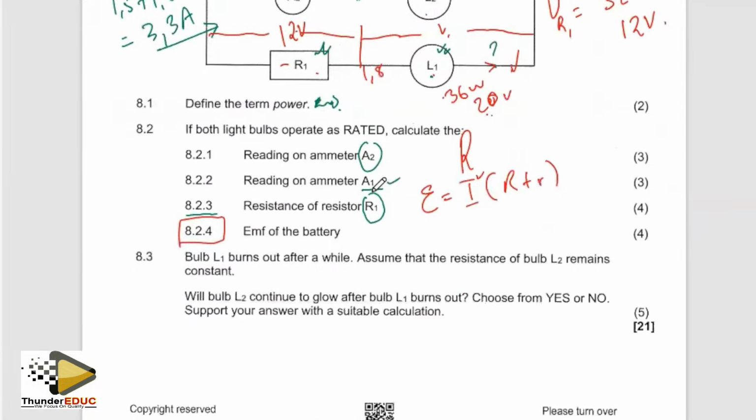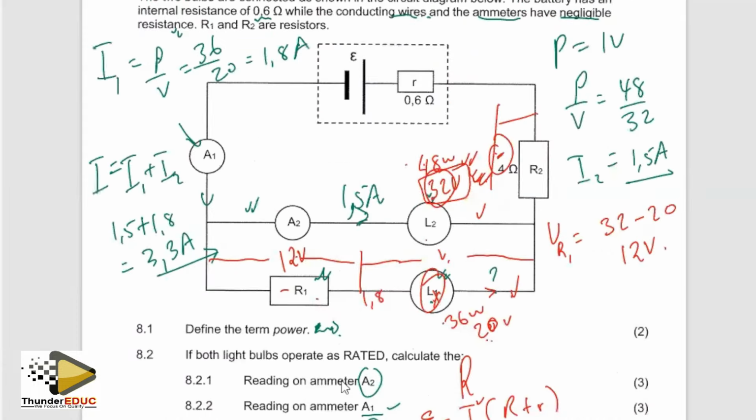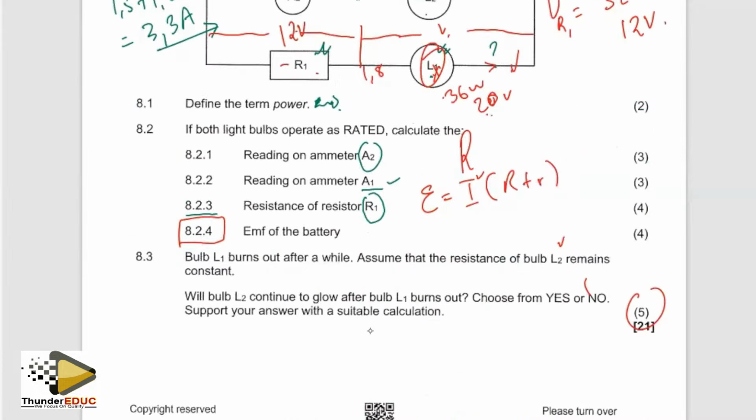8.3 for 5 marks. L1 burns out, kaput, this one goes. It's normal. Assume that the resistance of L2 is still the same. Will L2 continue to glow after L1 burns out? Choose a yes or a no, and then we must support our answer with a suitable calculation.